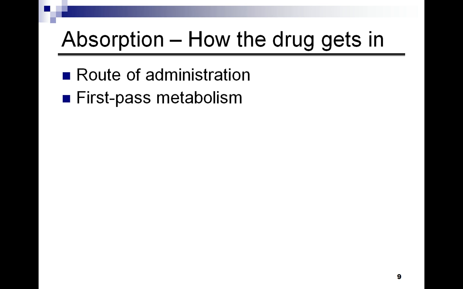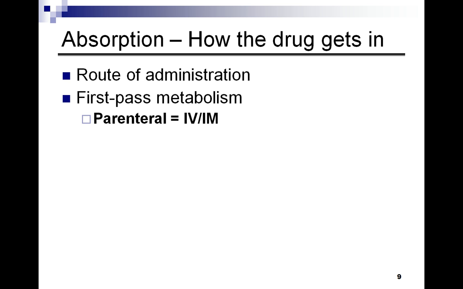But there are other examples of first-pass metabolism. For example, fentanyl, which is injected intravenously, but as it passes through the lungs, it experiences a first-pass effect. Or, for example, succinylcholine, which is injected intravenously, but just being in the plasma, it is metabolized by plasma cholinesterases before it ever reaches the neuromuscular junction.